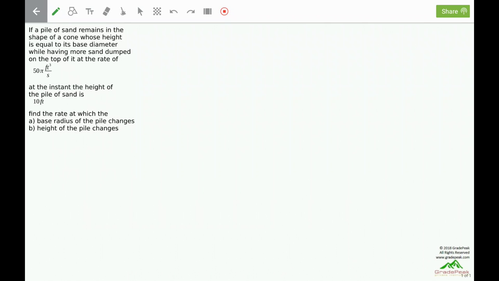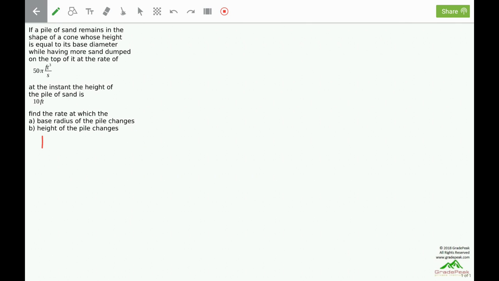If a pile of sand remains in the shape of a cone whose height is equal to its base diameter, while having more sand dumped on the top of it at the rate of 50 pi feet cubed per second, at the instant the height of the pile of sand is 10 feet, find the rate at which A, the base radius of the pile changes, and B, the height of the pile changes. It's best to write down all the information given here.